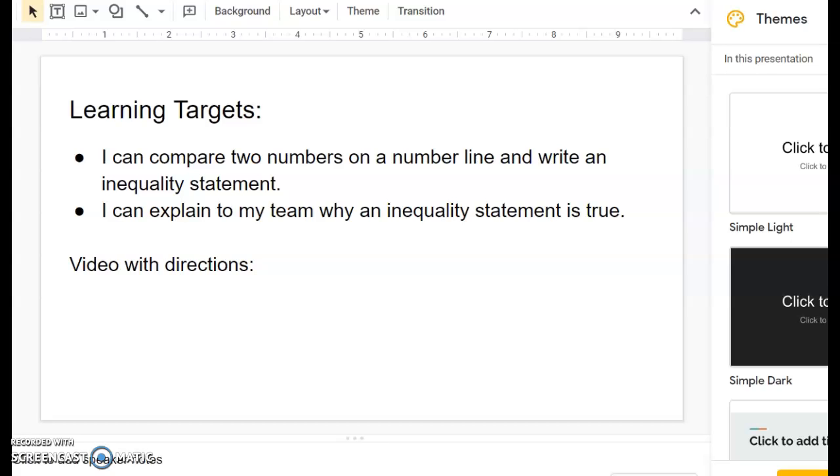Here's a look at today's assignment. The learning targets are I can compare two numbers on a number line and write an inequality statement, which is a greater than or less than statement, and I can explain to my team why an inequality statement is true.